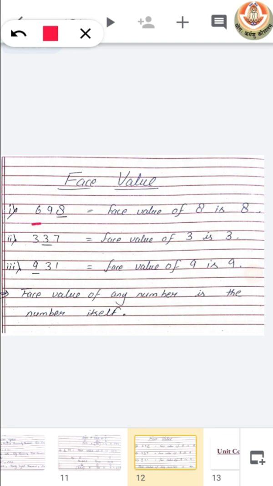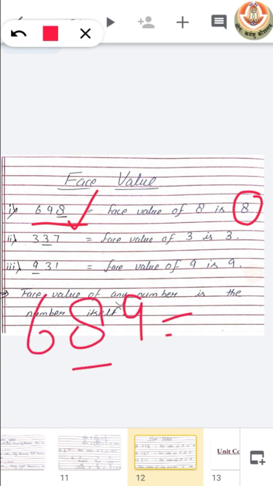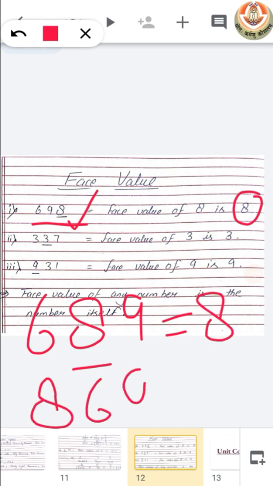That means if we ask the face value of 8 in this example, it is 8. Similarly, if we ask the face value of 8 in this one, it is 8. And similarly, the face value of 8 in this example is also 8. Face means the number itself.